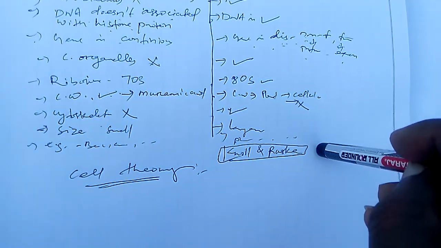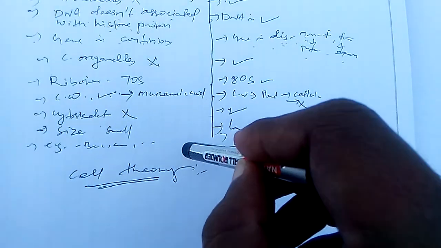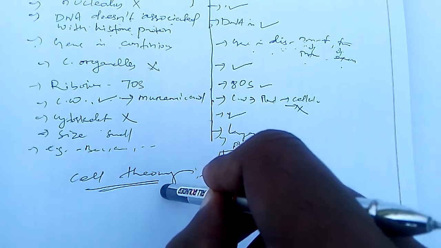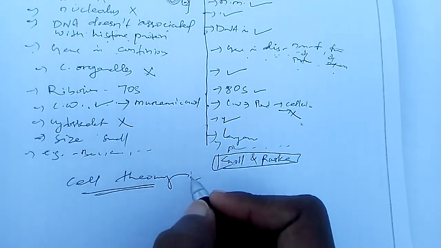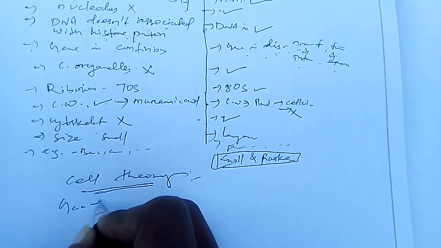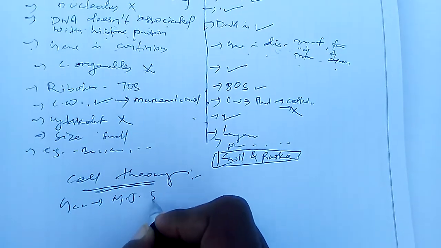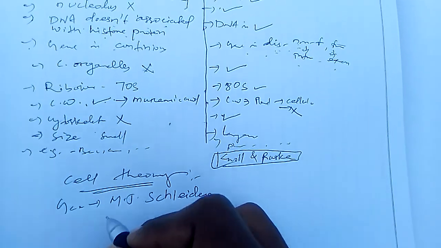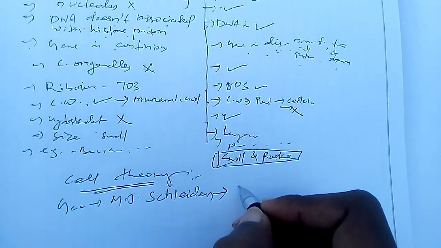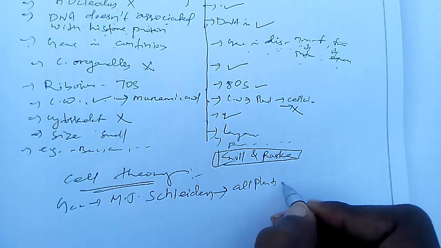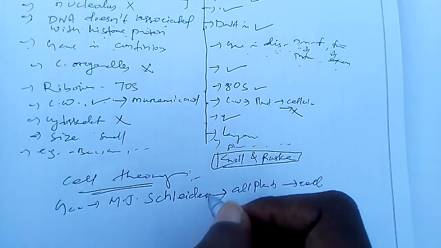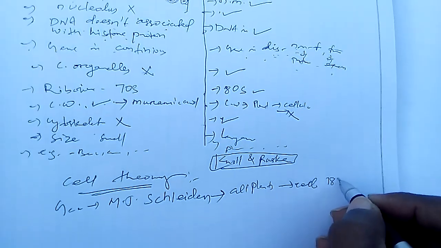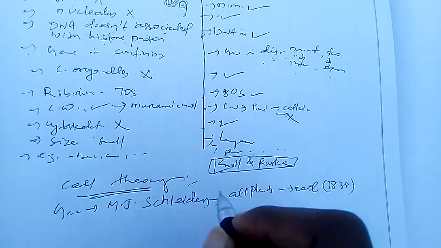After the discovery of this electron microscope, further study about the cell happened, and in the course of time two scientists' names came up. One scientist was from Germany, a German botanist, M.J. Schleiden, S-C-H-L-E-I-D-E-N. So the German botanist M.J. Schleiden, around the year 1838, says that all plants are made up of cells.